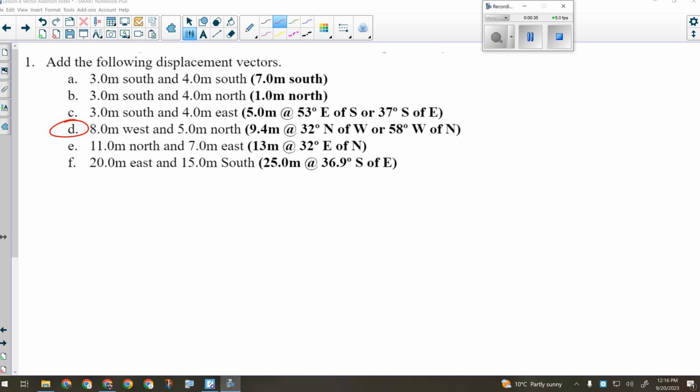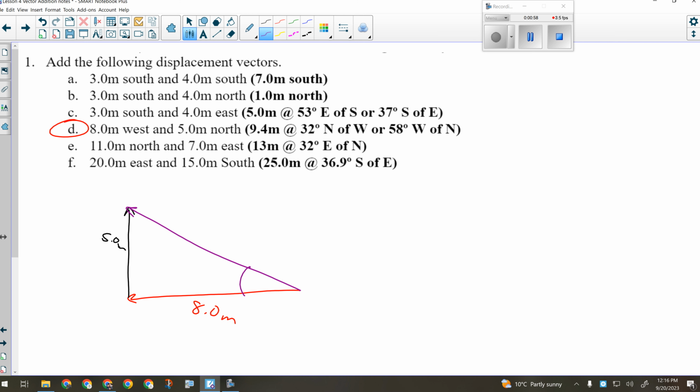Okay, so for this first one, we just have two perpendicular vectors, but we still have to make sure we draw it tail to head. So we're going to go 8 meters west, and then we're going to go 5 meters north. Which means our resultant will go from our initial position to our final position, like so. We have an angle here, and this will be our overall displacement.